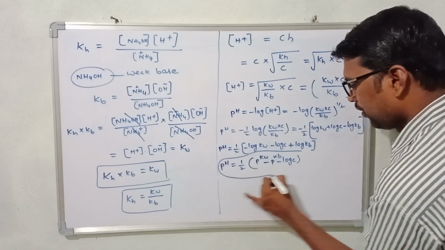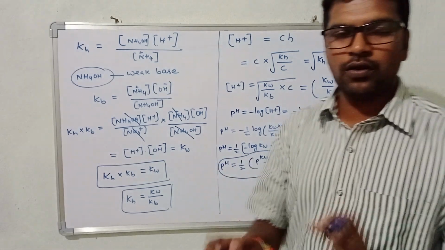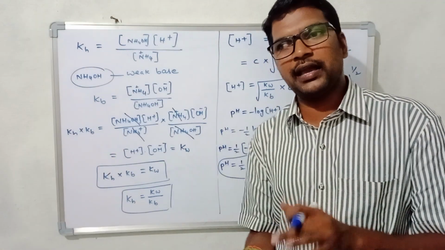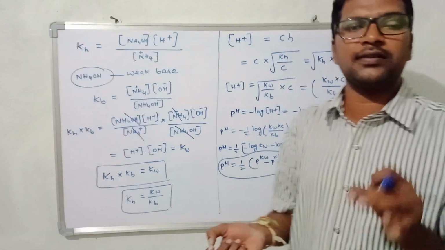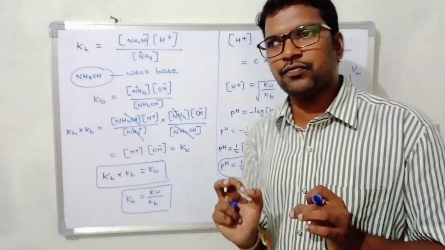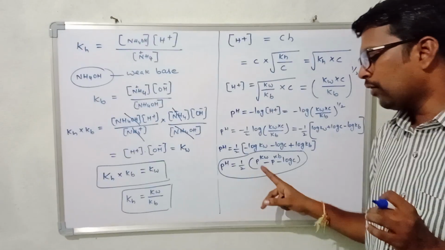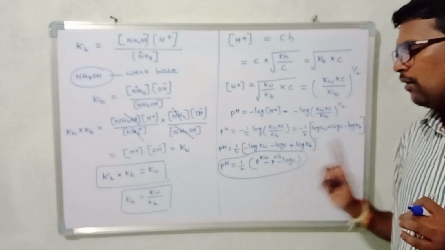Okay, it is the formula for finding the pH of a salt which is formed by taking strong acid and weak base. If a salt is given that is formed from strong acid and weak base, and you want to find the pH of the salt, the formula is one half of pKw minus pKb minus log C, which we have to take.